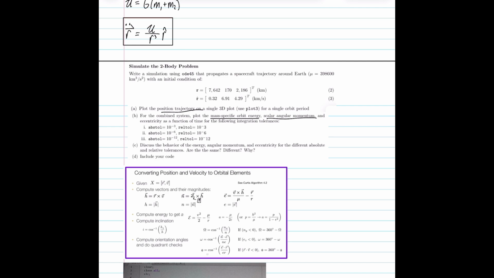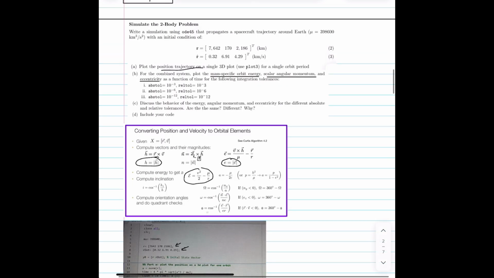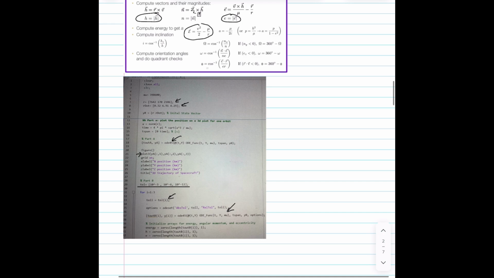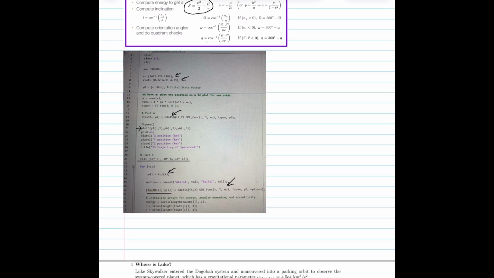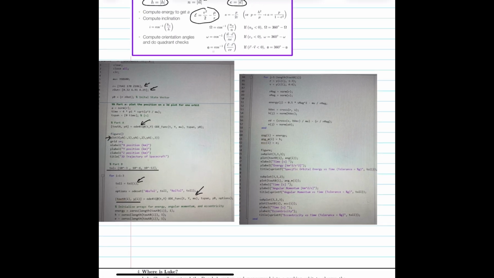Now we need the mass-specific orbit energy, the scalar angular momentum, and the eccentricity. So we need this equation right here, that equation, and this one. So in the code, we can see that we need different tolerances for these equations. So we have a tolerance array, and we iterate through each of those tolerances, calculating H, E, and the energy. So we have the trajectory as well, right there using ODE45.